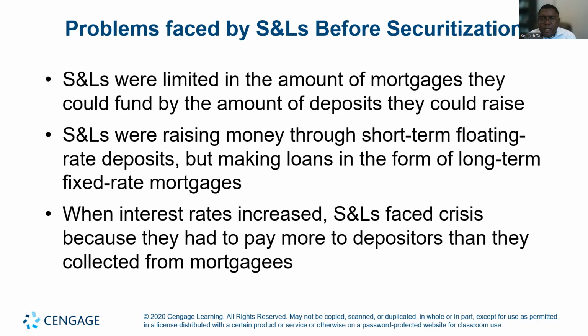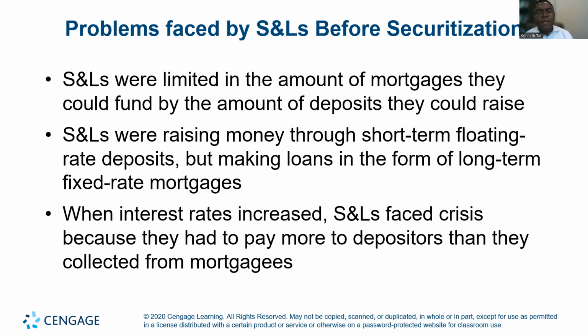We'll now see that savings and loans still faced a significant problem. They were limited in the amount of mortgages they could fund by the amount of deposits they could raise. On the one hand, they could raise some money, but it was challenging for them to fund requests for all the different good mortgages that were being requested. One of the major problems is that savings and loans were raising money through short-term floating interest rates, and they were giving out loans in the form of long-term fixed rate mortgages. So there would be a mismatch.